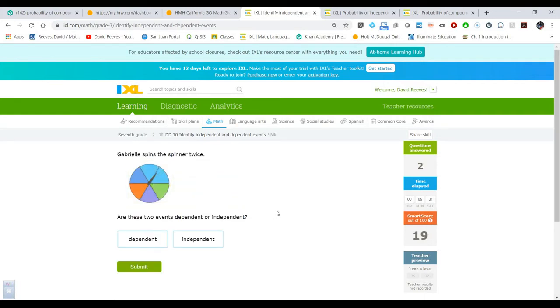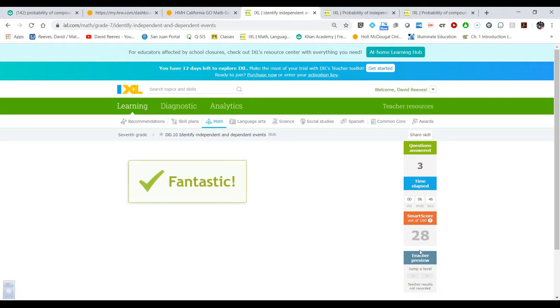All right, here we go. Gabrielle spins the spinner twice. Well, this was the example I gave. When you spin that spinner the first time, it can land anywhere. And when you spin that spinner the second time, it can also land anywhere. We're going to go with independent.